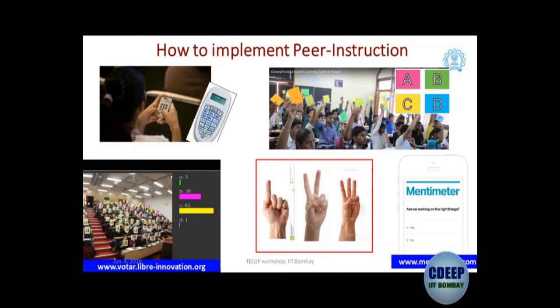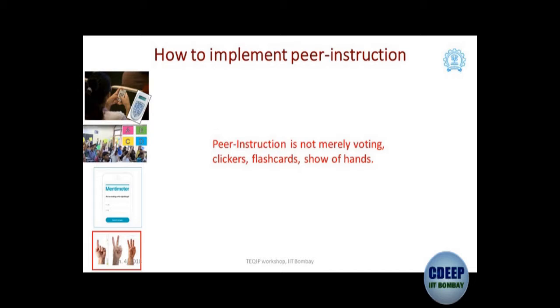So the role of technology, if you see, peer instruction is not only about the technology. It's not about voting. It's not about clickers. It's not about flashcards. It's not about Mentimeter. That's only the implementation strategy. But the actual peer instruction is peer instruction. The part which happens when the students talk to each other and the part where the teacher is guiding and facilitating that discussion.